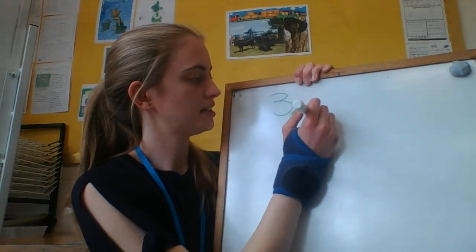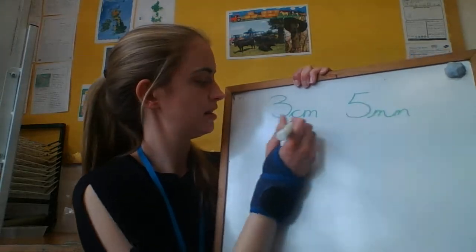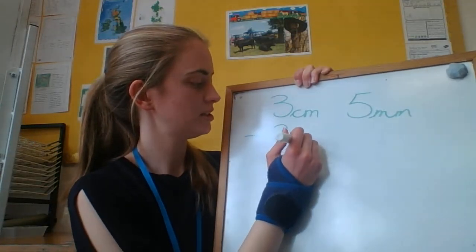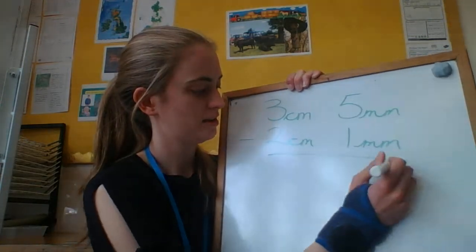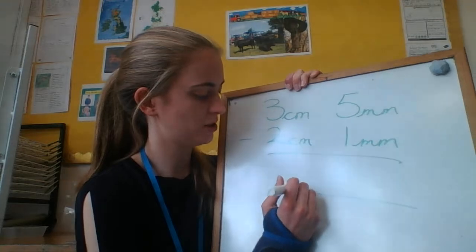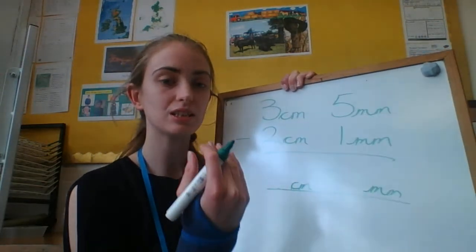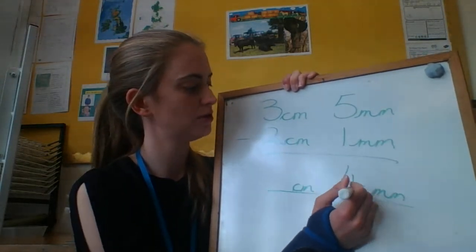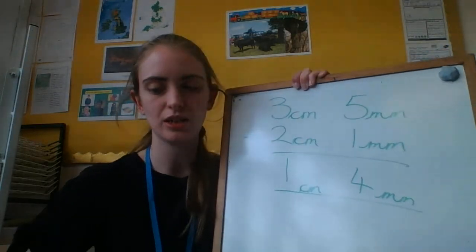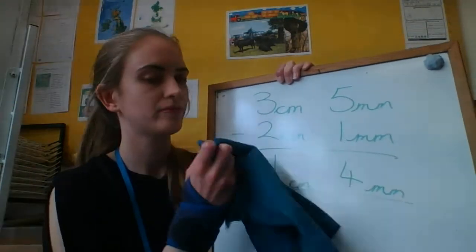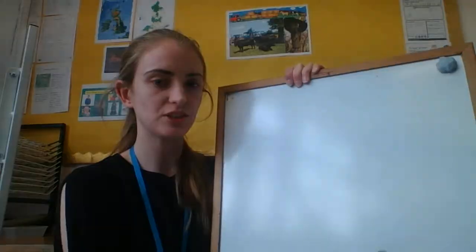And that would work if I had millimetres as well, so I could have 3 centimetres and 5 millimetres. Take away 2 centimetres and 1 millimetre. And again, you just need to make sure you have kept the correct units and that you are subtracting everything with the same unit. 5 take away 1 is 4 millimetres. 3 take away 2 is 1 centimetre. 1 centimetre, 4 millimetres.